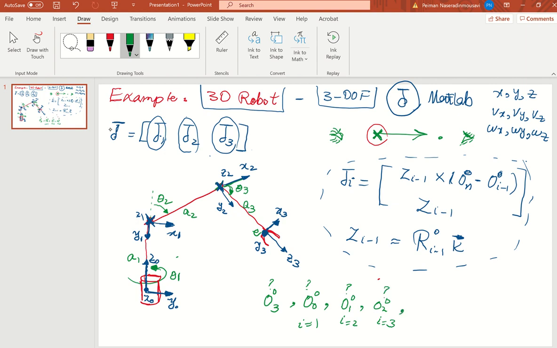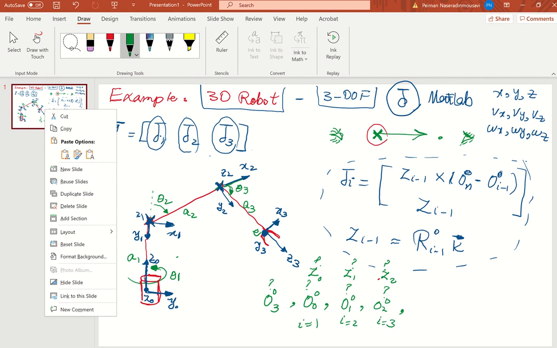And then you have to find, if i is 1, Z0 with respect to Z0. That's right. Then Z1 and you have to find Z2. That's right. So you have to find all of these, but as I told you previously, you can find these through the transformation matrices. How? Here we go.